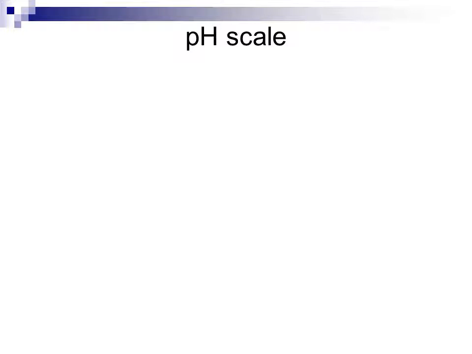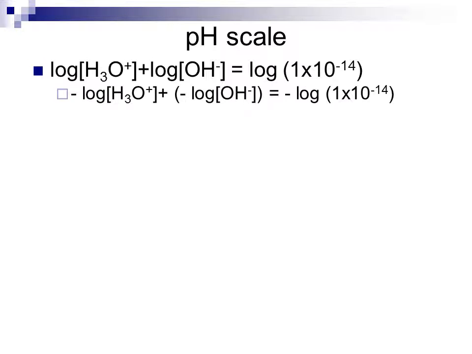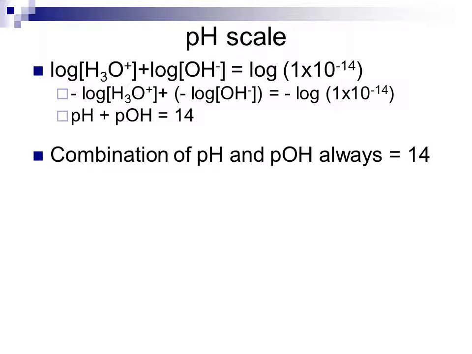We can express this pH as a scale then. The log of the hydronium plus the log of the hydroxide equals the log of 1 times 10 to the minus 14. So if I take a negative of the entire thing, negative log of hydronium plus negative log of hydroxide equals negative log of 1 times 10 to the minus 14. The negative log of hydronium is the pH, the negative log of hydroxide is the pOH, and the negative log of 1 times 10 to the minus 14 is 14. So pH plus pOH always equals 14.